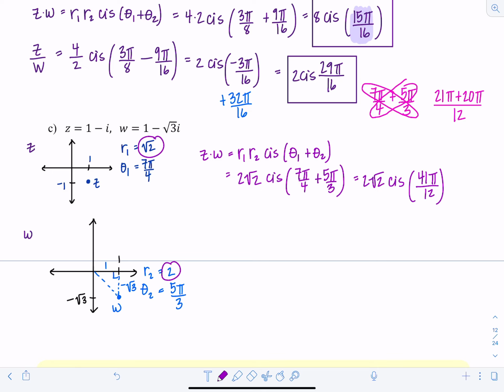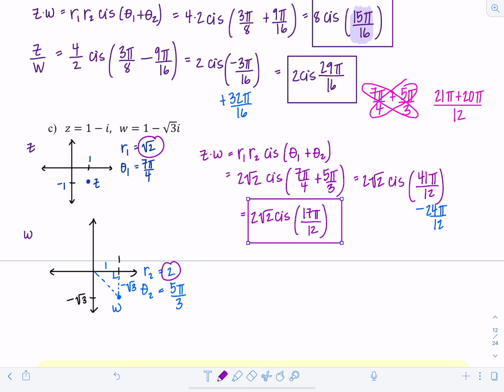And then you have to ask yourself, is that within 0 and 2 pi? No, it's not, right? 2 pi is 24 pi over 12, and this is way bigger than that. So I have to subtract 24 pi over 12, because this answer is out of bounds, and I'm left with, that's a 12, that's a 12. So 41 minus 24 is going to give me 17. So we have 2 rad 2 cis 17 pi over 12. All right, that looks good.